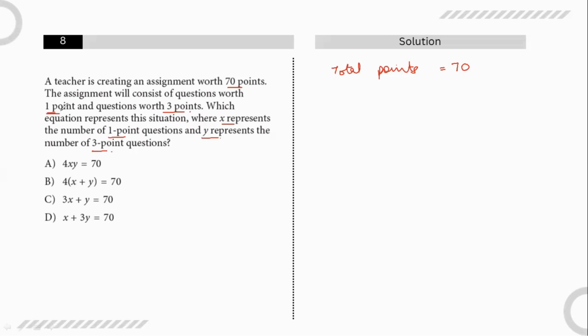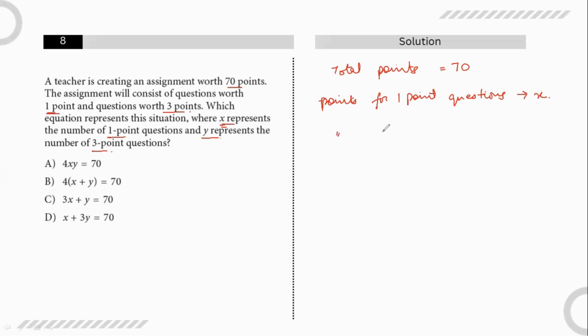Which have 1 point. And how many questions are there of 1 point? x is the number of questions which are of 1 point each. So for the 1 point questions, what will be the points? That will be the number of questions multiplied by the points each has. So x multiplied by 1, that is going to be x points.